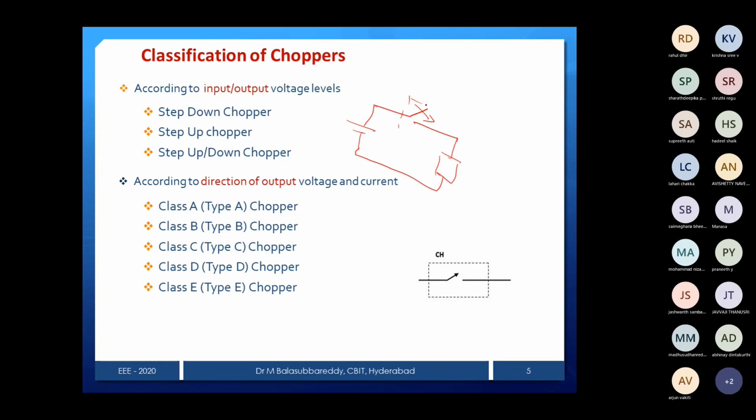What we are doing is, inside this dotted line there is a commutation circuit also. Why is a commutation circuit required? Like I mentioned, voltage commutated chopper and all.